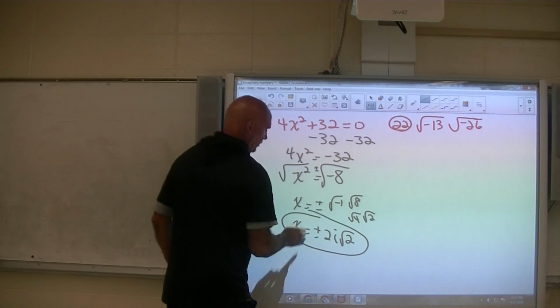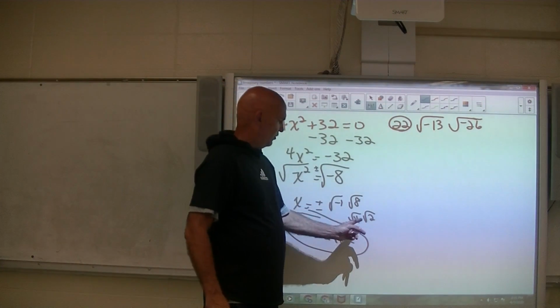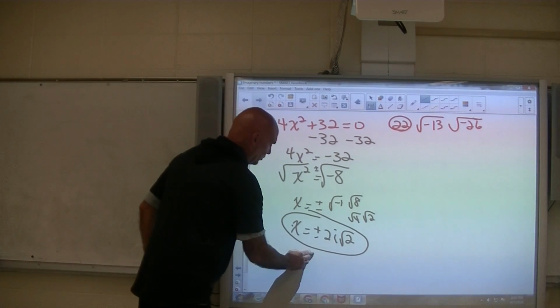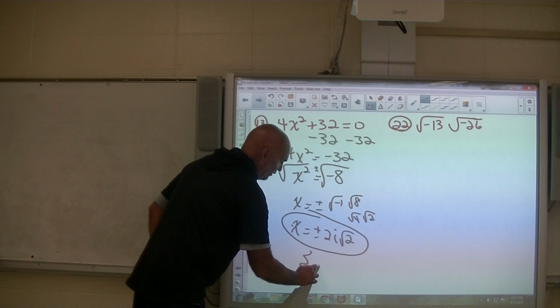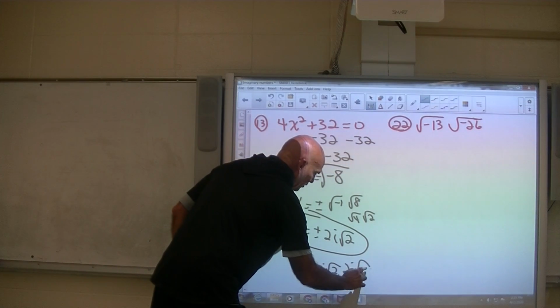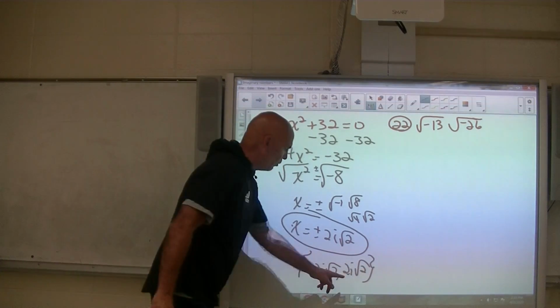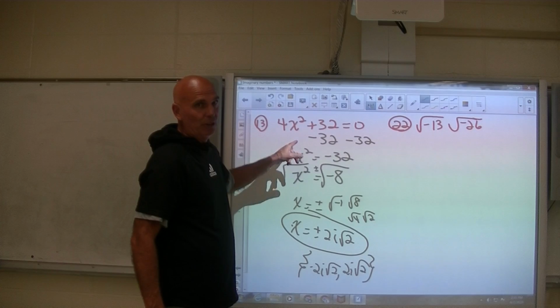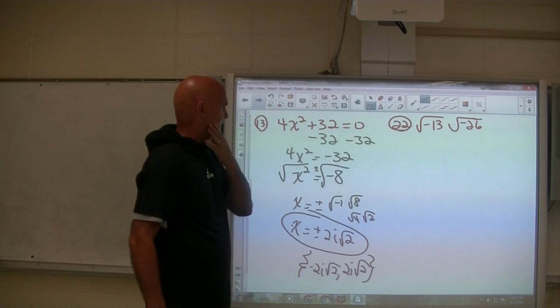The i is right here, and then this is 2 times the square root of 2, but you would write it like this. So there are two answers here. The solution set is negative 2i times the square root of 2 and 2i times the square root of 2. If you took either one of these answers and plugged it in for x in the original problem, it would make it a true statement. So you can check that sometime.